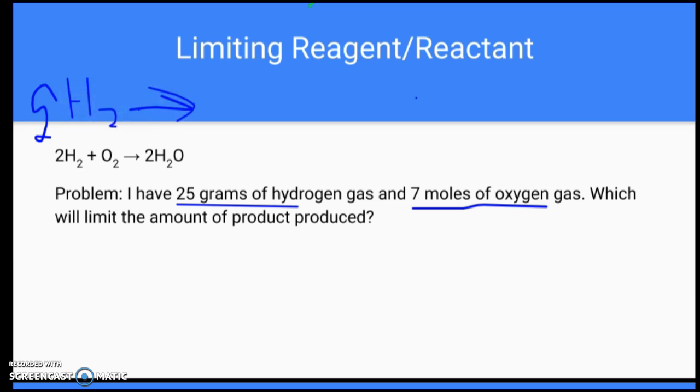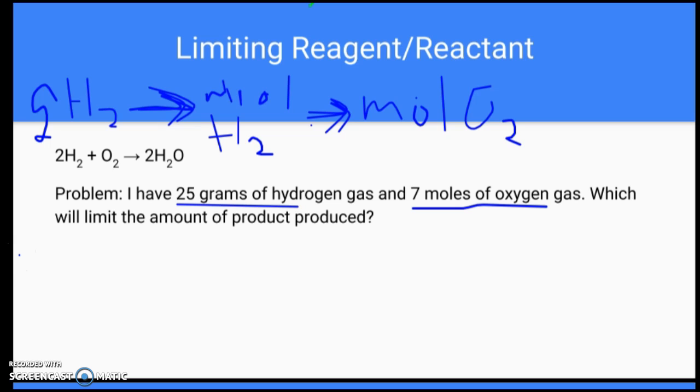Remember, for stoichiometry, we always have to convert to moles first. So I'm going to convert to moles of hydrogen. Once I'm at moles of hydrogen, I can go right to moles of oxygen, and I'm going to stop there. So remember, each one of these arrows represents a conversion factor. So I need two conversion factors to go from grams of hydrogen to moles of oxygen.